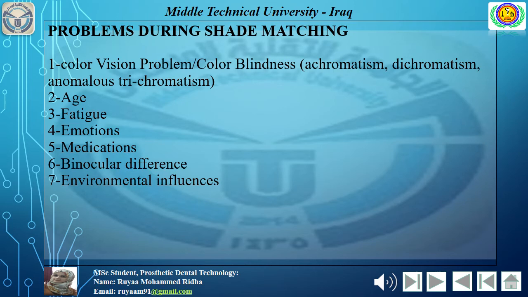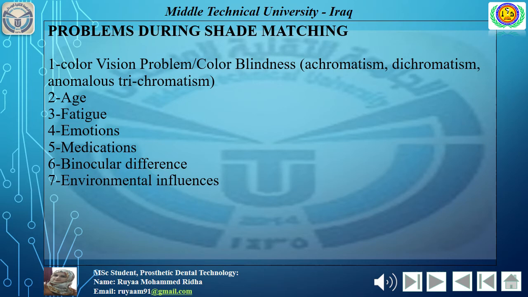Color blindness means a defect in color vision caused by deficiency or absence of one or more of the 3 types of photosensitive pigments. This defect affects about 8% of males, and it does occur in females.